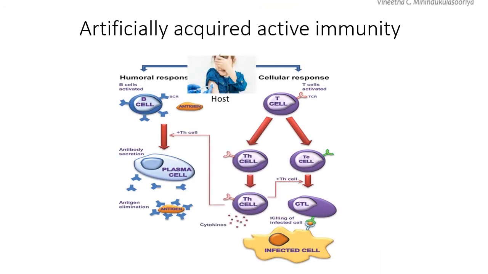Artificially acquired active immunity. When attenuated vaccines, created by reducing the virulence of the pathogen, are administered, B and T memory cells are produced within the body. They stimulate cell-mediated and humoral immune responses when the pathogen enters the body again. This type of immunity is called artificially acquired active immunity.